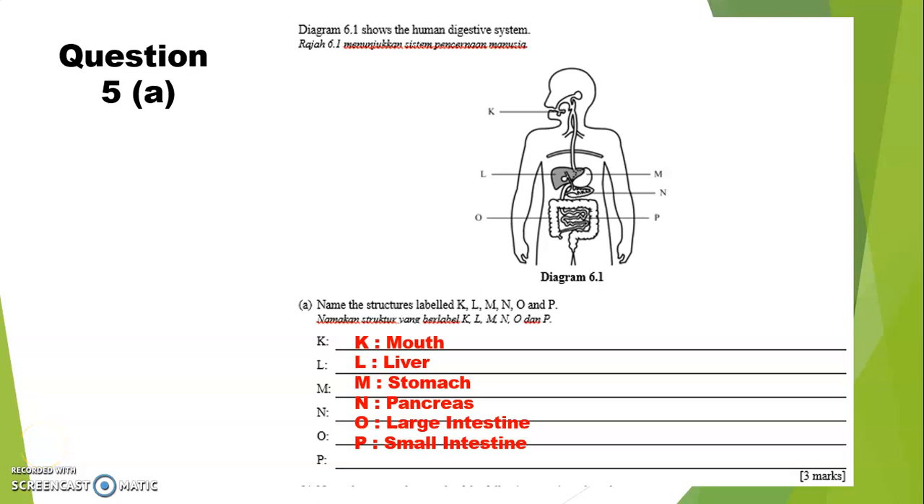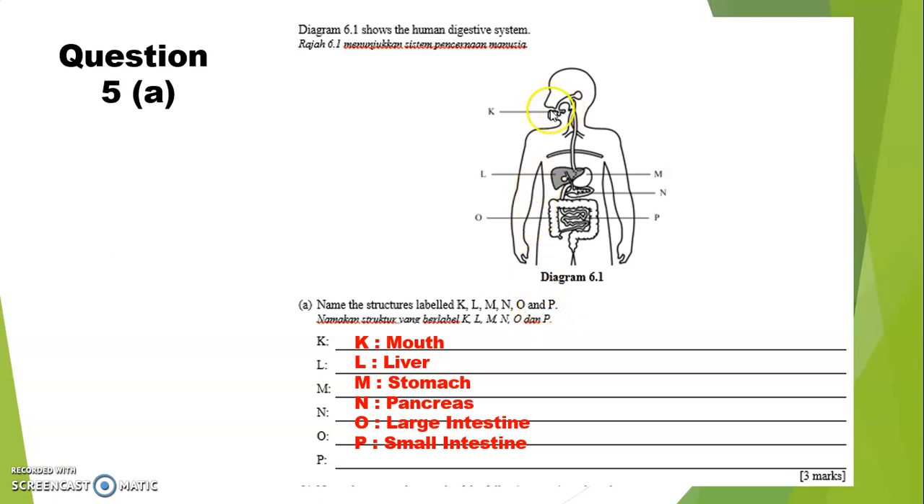Okay, let's continue our discussion on exam paper 2, question 5, and also the essay question. Alright, we go to question 5. Diagram 6.1 shows the human digestive system. So this refers to the human digestive system. Question A: name the structures labeled K, L, M, N, O, and P.